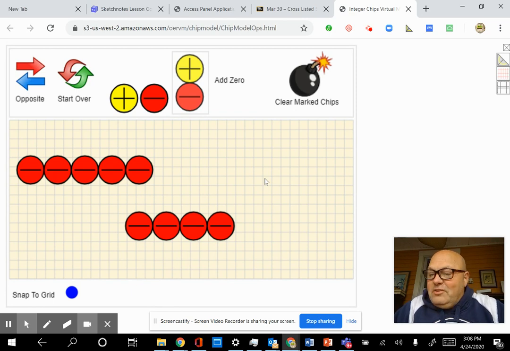Now, to continue with this, I would give you a worksheet with about 10 examples, and I would have you do them and try to discover rules for subtracting integers.